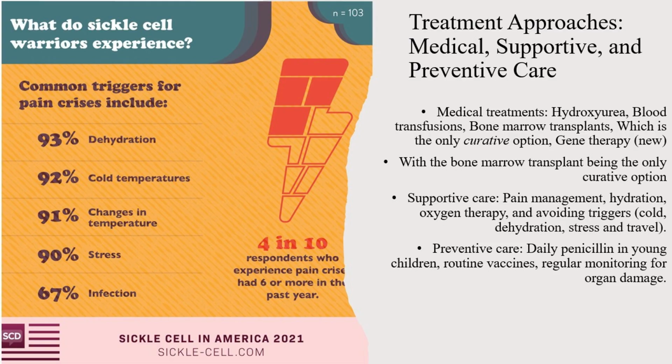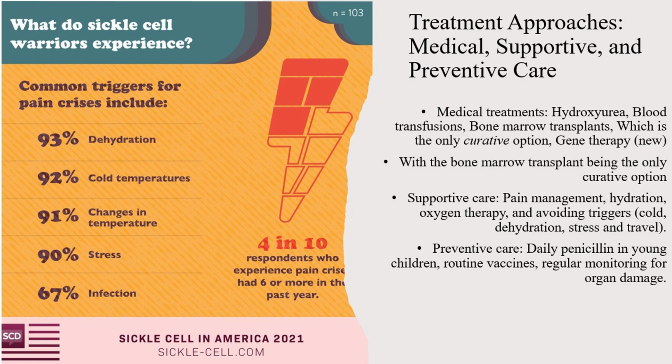Gene therapy is the newest breakthrough that we have. It works by repairing or replacing the faulty hemoglobin gene, the HBB gene, so that the body can start producing healthy hemoglobin again. It's incredibly promising, but right now it's extremely expensive and not widely available. So this is one of those areas where we really see how healthcare inequality plays a role.